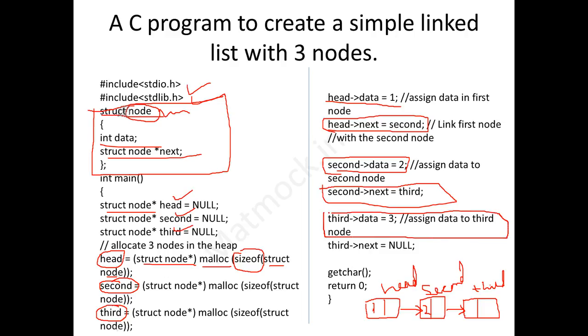In the same way the same thing will happen for the third node. The data will be stored, that is 3, but this is the last node. So for the last node, the next pointer will point to null, because there is no other node to which the third node will point. After that the program ends. If you execute this program, then in your memory the linked list will be created.